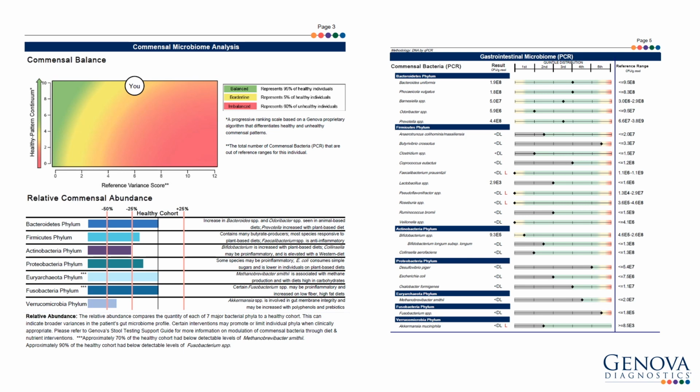Finally, at the bottom of the page, we see the relative commensal abundance graphic, which tells us more about overall balance. There are 7 major phyla that can be seen when assessing the microbiome, and here we are looking at the relative proportions of each phyla as compared to a healthy cohort. The phyla are quite diverse with regards to the bacteria that make up each phylum, and in some cases may be influenced by certain dietary patterns.